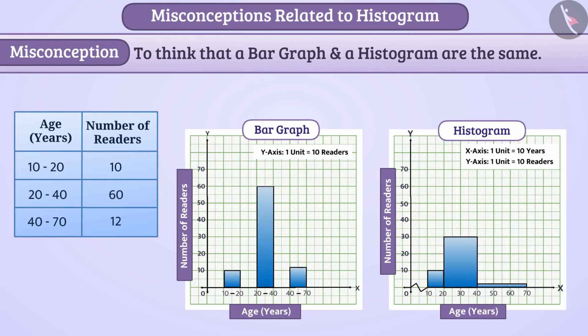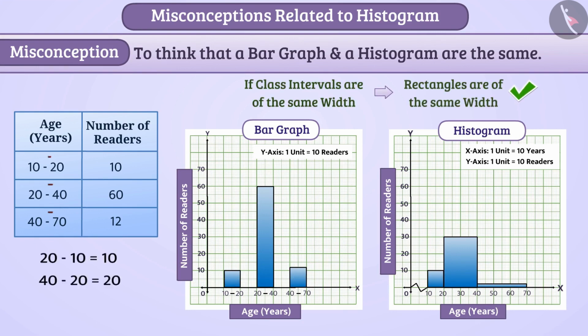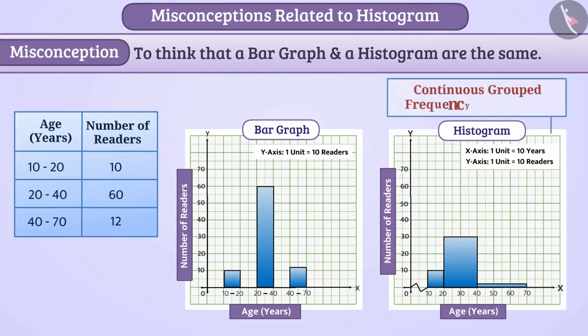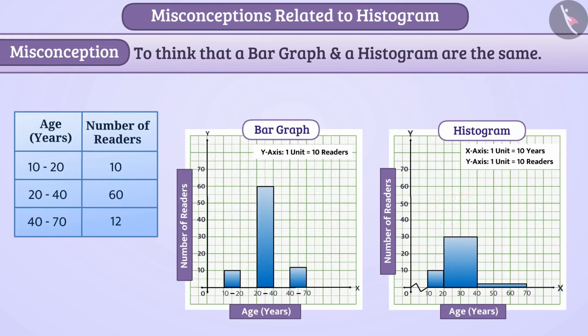Similarly, the bars in the bar graphs are of the same width, while it is not necessary in the histogram. If the class intervals are of the same width, then the rectangles are the same width, but if the class intervals are not of the same width, then the rectangles are also not of the same width. Histograms are created for continuous grouped frequency distribution, so there is no gap between rectangles. Bar graphs are drawn to compare different categories, while histograms are drawn to understand the distribution of data.